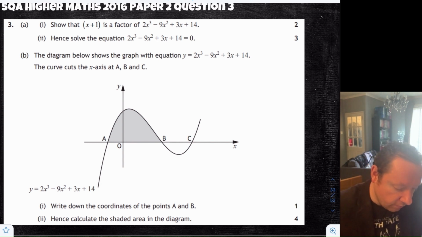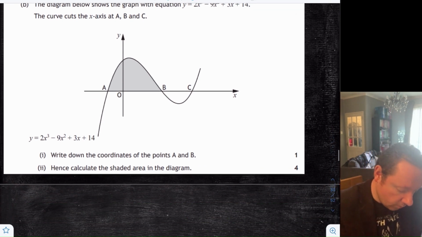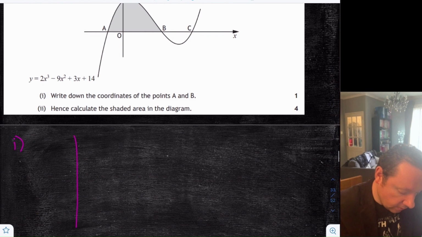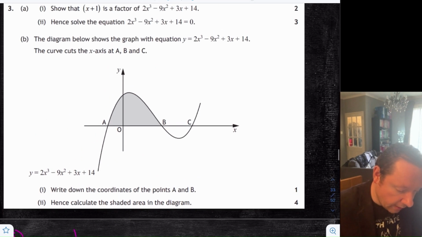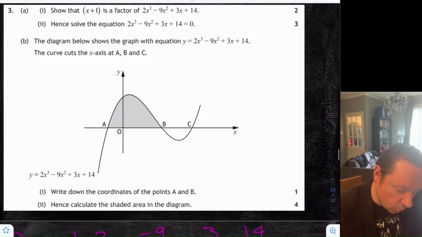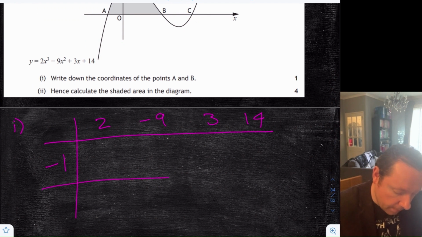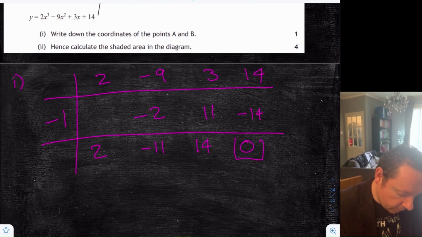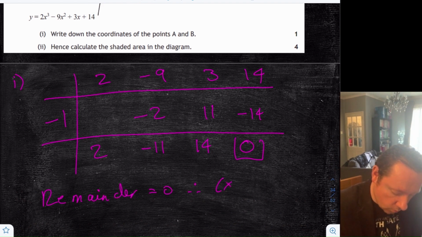So part A, show that something's a factor. We can use synthetic division. So for part 1, I'll set up my synthetic division nice and quickly. I've got 2, minus 9, 3 and 14. And we're trying to show that x plus 1 is a factor, so I can sub in minus 1. So I've got 2, minus 2, minus 2, minus 9 is minus 11, times by minus 1 is 11, 11 and 3 is 14, times by minus 1 is minus 14, we get 0, and we'd need to write a little statement: the remainder equals 0, therefore x plus 1 is a factor of f of x.